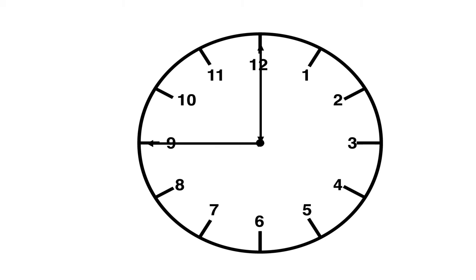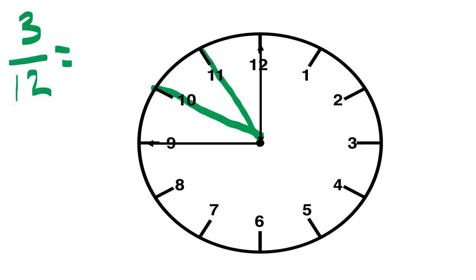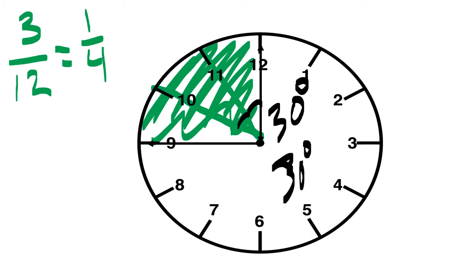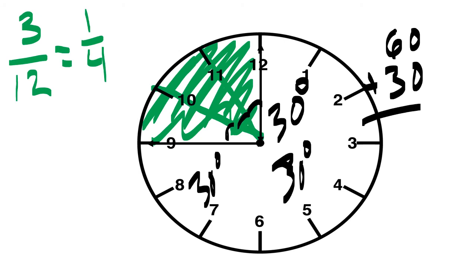Well, I see here that I have one piece. I've got 3 total pieces out of 12, which I know is just equivalent to 1/4 of the clock. So there's my fraction. And I know that from here to here, it's 30 degrees, and here to here, it's 30 degrees, and here to here is 30 degrees. And 30 plus 30 is 60, plus another 30 is 90.